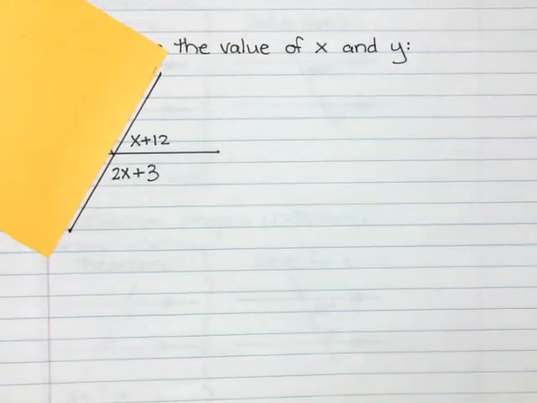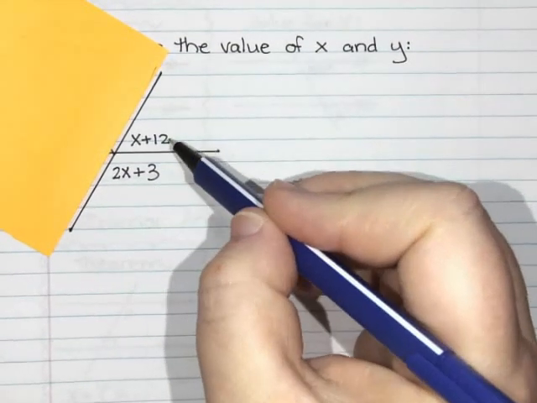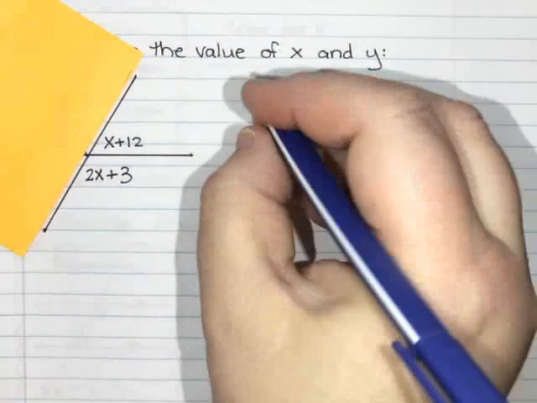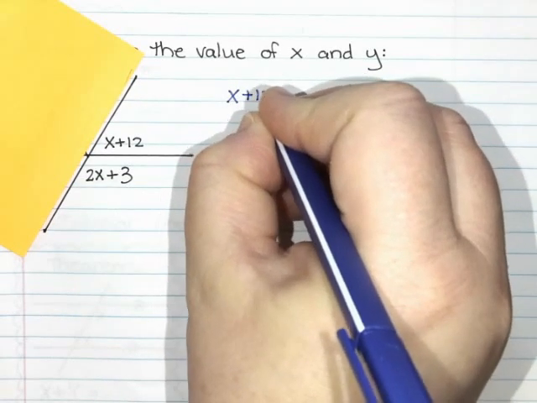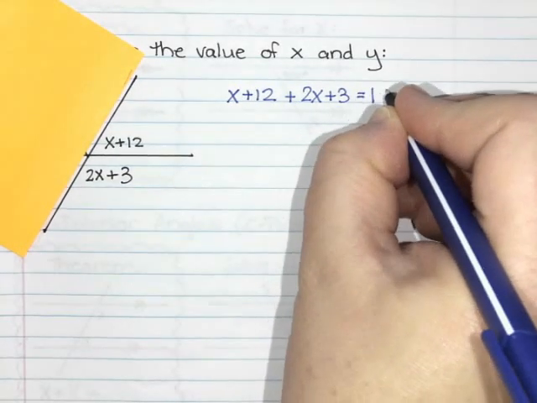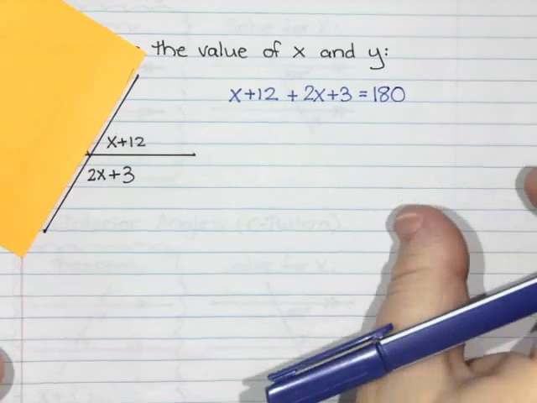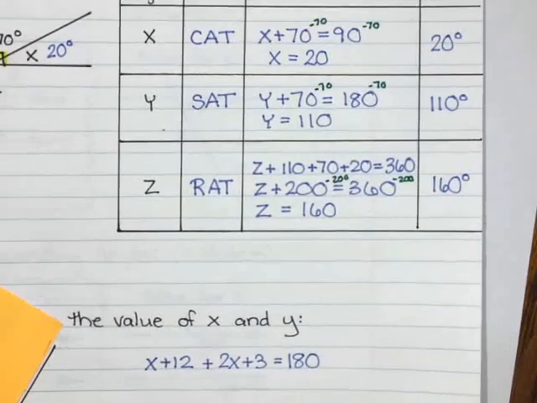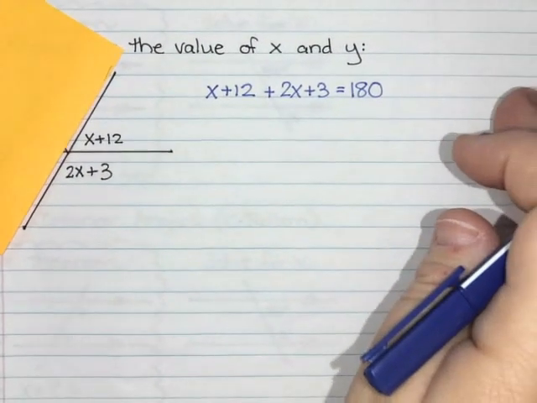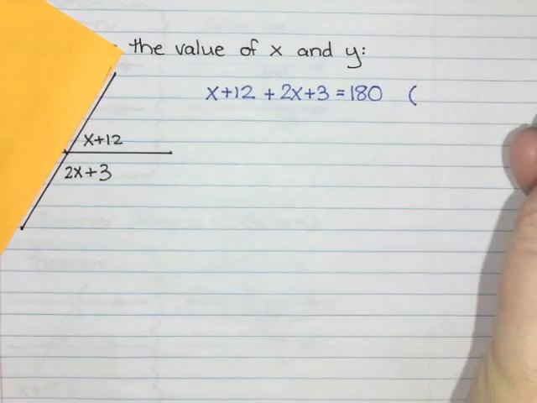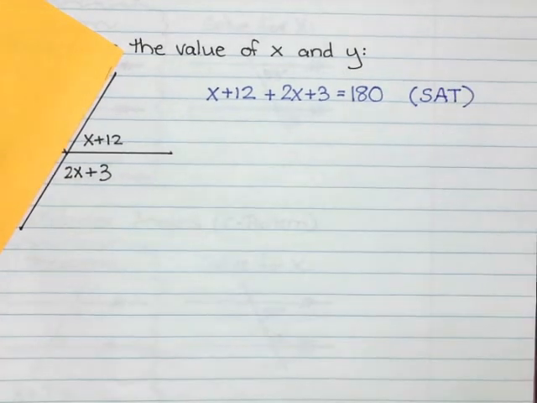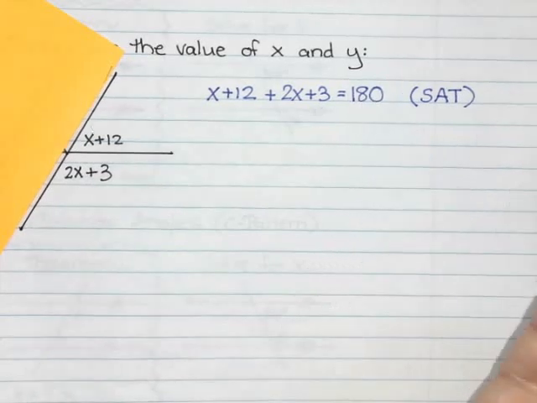So a straight line adds to 180 degrees, which means these two angles here should add to 180 degrees. So I'm going to say that x plus 12 plus 2x plus 3 should equal 180 degrees. When we were doing questions and you had a table, there was a place to put what theorem you were using. I don't have a table here, so I'm going to just write down what theorem I used. This is a straight line, so that is supplementary angle theorem, or SAT.